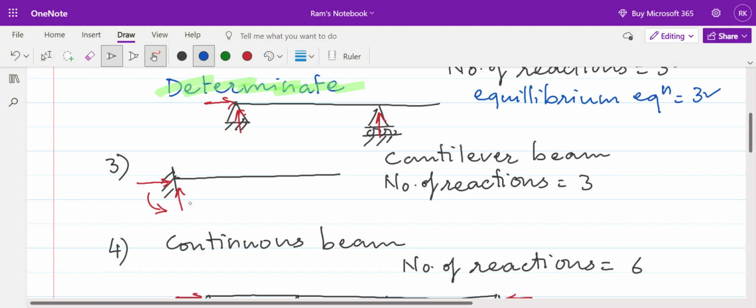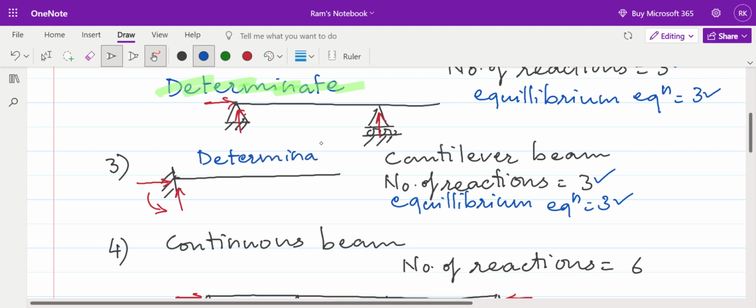Now let us talk about the cantilever beam. Again, we know the equilibrium equations in two-dimensional static analysis are 3, and the number of unknown reactions is 3. So the cantilever beam is also termed a determinate structure, since all its reactions can be determined using equations of equilibrium alone.